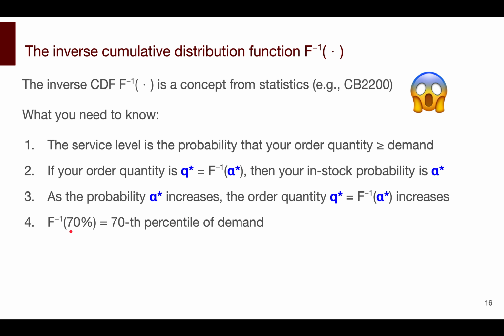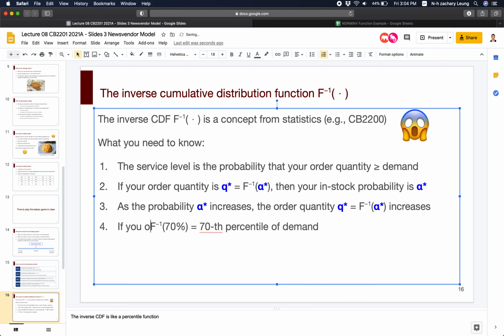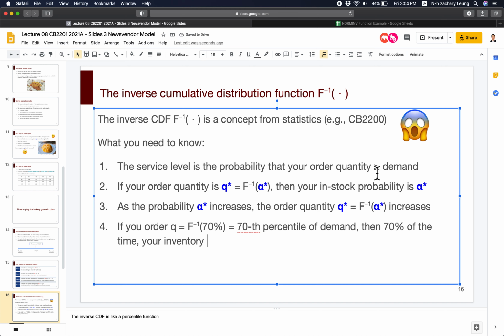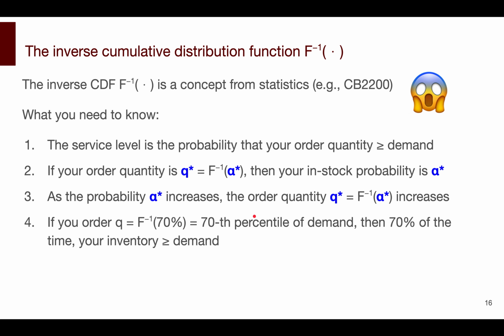For example, maybe let me write that down just to make sure it's clear. If you order Q equals Q, then 70% of the time your inventory is greater than the demand. Basically, the F inverse gives you the percentiles of the demand. So if you order based on the 70th percentile of demand, 70% of the time your inventory is greater than the demand.